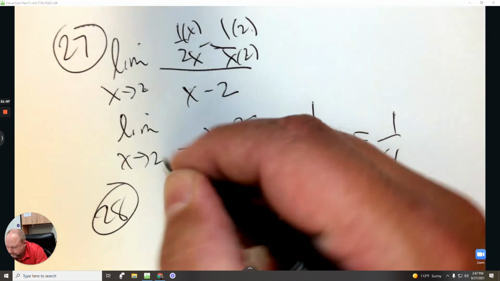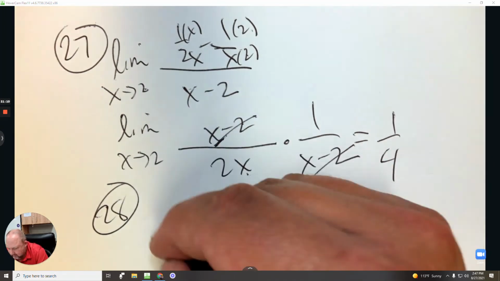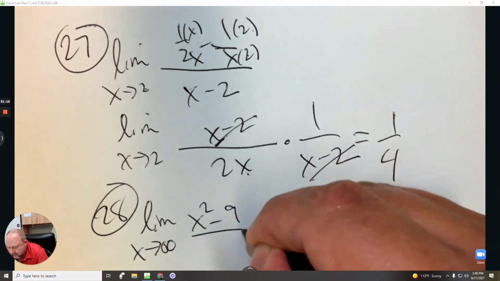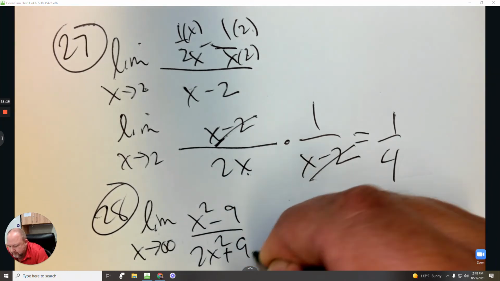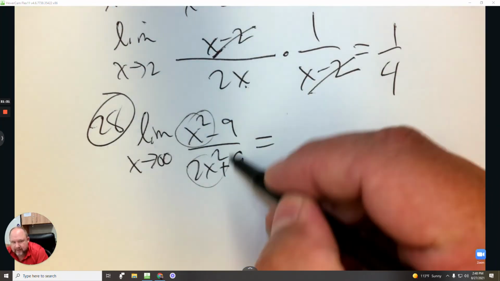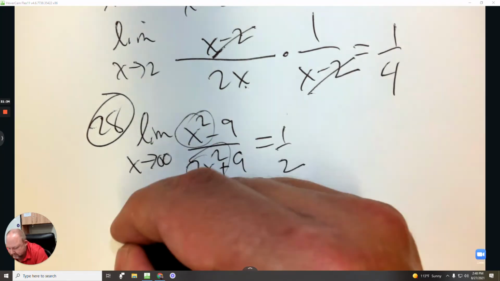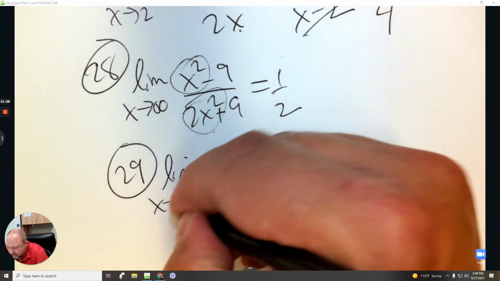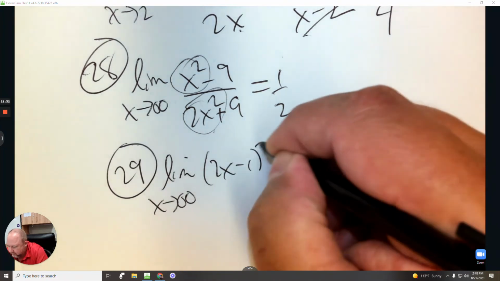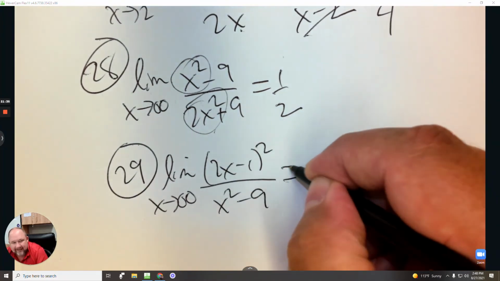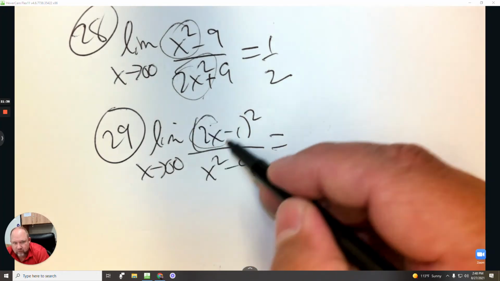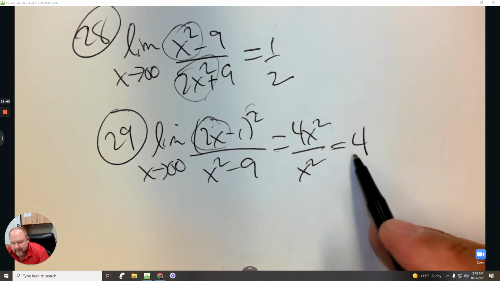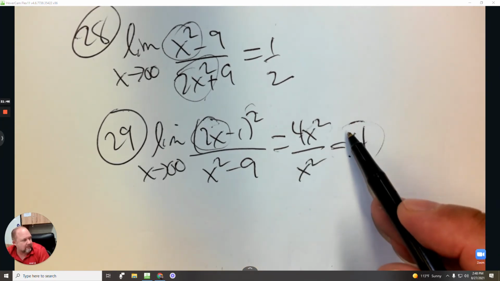28. The limit as x approaches infinity. That's an end behavior question. So if I look at power term over power term, divide, and you get the answer 1/2. 29. The limit as x approaches infinity of (2x minus 1) squared over x squared minus 9. Again, end behavior question. (2x) squared is 4x squared over x squared. So the end behavior ends up being 4.